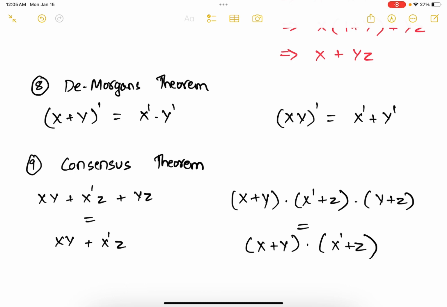So the two terms here are known as the consensus terms. So we are not going to do much on consensus theorem in this course because it's kind of tricky, but just remember that there is a theorem called consensus theorem which you might use later in your higher courses. So using these 8 theorems, let us try to simplify Boolean expressions.